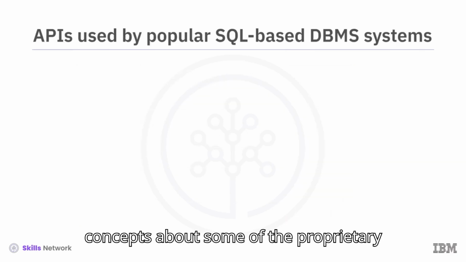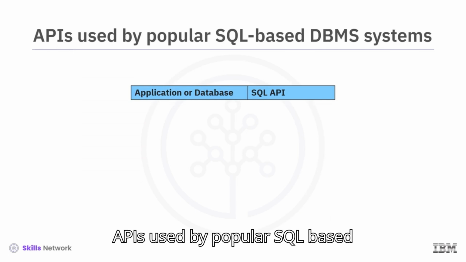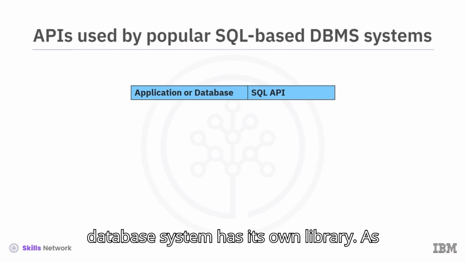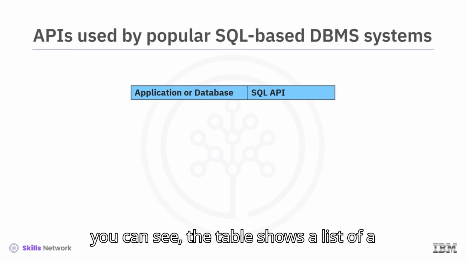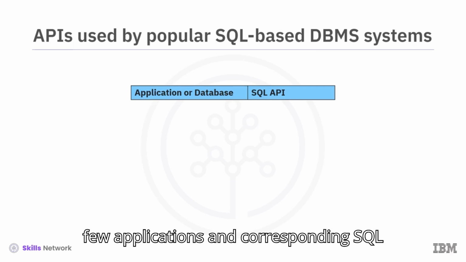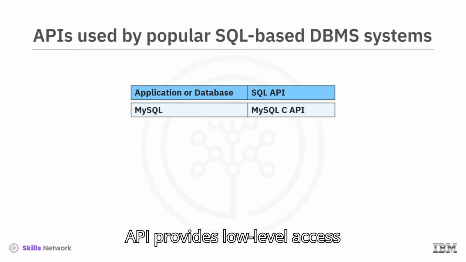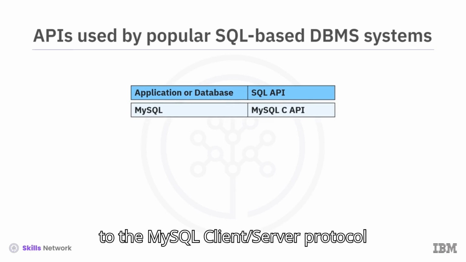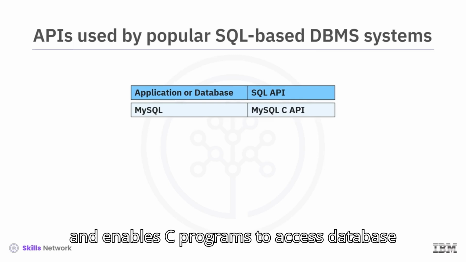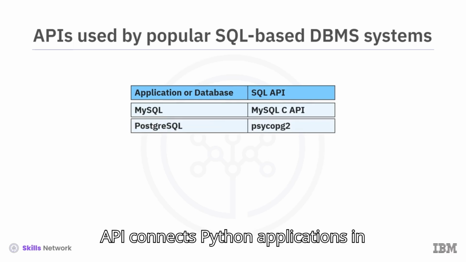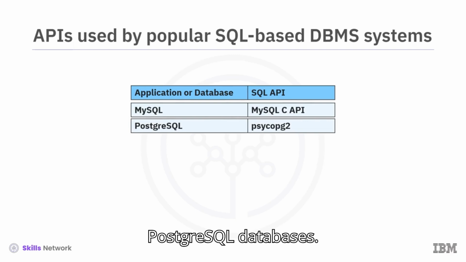Now let's learn basic concepts about some of the proprietary APIs used by popular SQL-based DBMS systems. Each database system has its own library. As you can see, the table shows a list of a few applications and corresponding SQL APIs. MySQL-C API provides low-level access to the MySQL client server protocol and enables C programs to access database contents. The PsychoPG2 API connects Python applications to PostgreSQL databases.